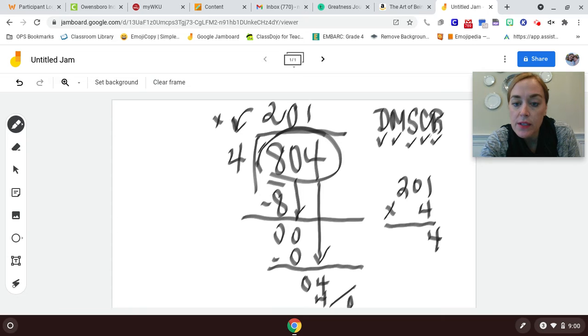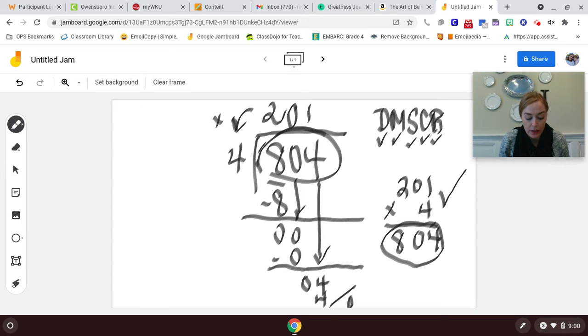4 times 0 is 0, and 2 times 4 is 8. I get 804, so I know my answer is correct. Okay, so this is a really important step in the process to check your work, right? Because you don't want to just assume you're right.